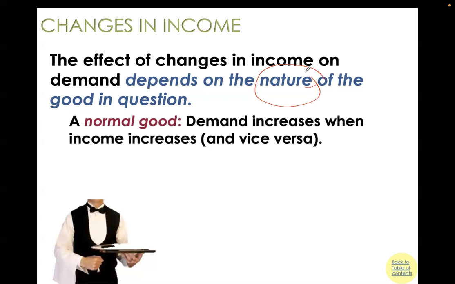Now, usually we are talking about two different goods. One is normal goods. Demand will increase when income increases, or vice versa. Meaning if your income decreases, you're going to reduce the demand. There are plenty of examples. I would say most of the goods we consume on a daily basis are normal goods. So it just goes with your income in the same direction.